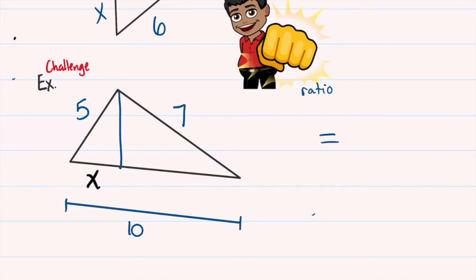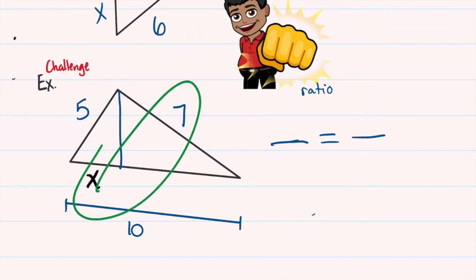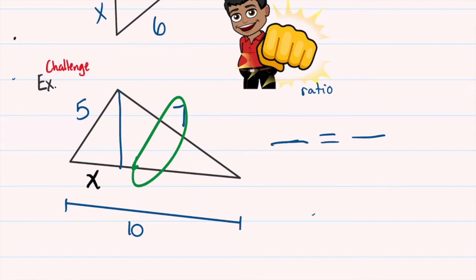A ratio is equal to each other because it's growing at the same rate, and we can write the ratios as a fraction. So we're going to compare the ratio of this smaller triangle versus the big triangle right here. Let's start with the smaller one. We can talk about this side versus this side, which would be 5 over x.